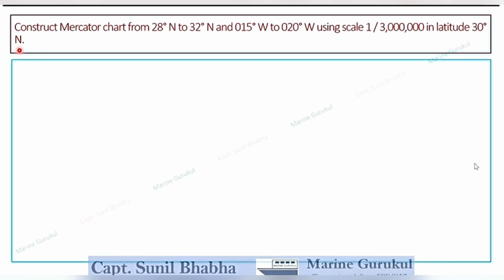Now, let's see how we solve these questions. The first and foremost step which we follow in these questions is to calculate the length of 1 minute of longitude, or 1 meridional part, on the chart. What is the length of 1 minute of longitude on the chart, or the length of 1 meridional part on the chart, in millimeters or in centimeters? Why are we calculating 1 minute of longitude? We are calculating 1 minute of longitude because it forms the basic building block of our chart.